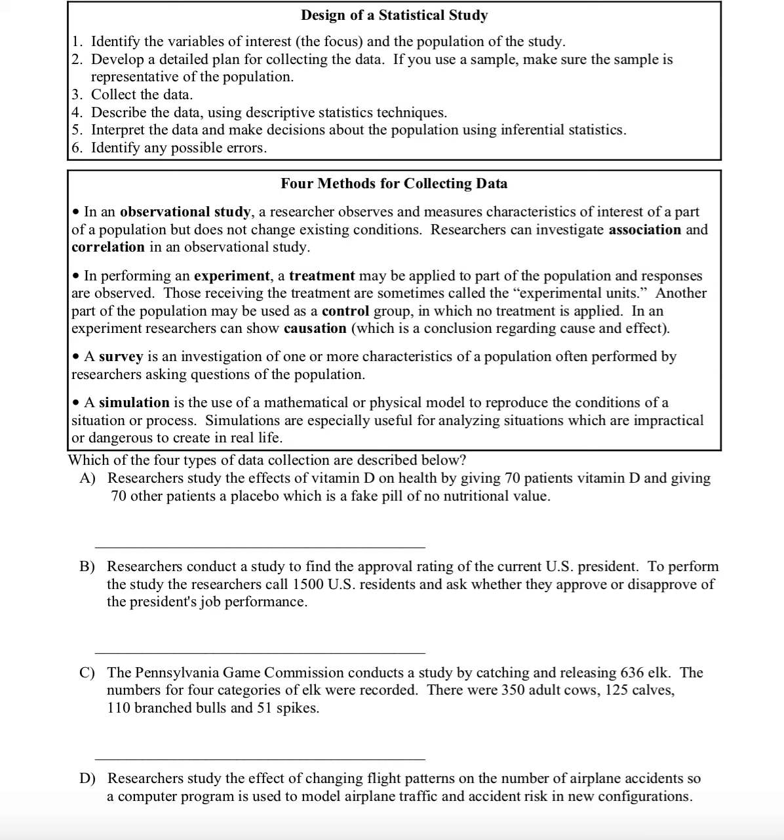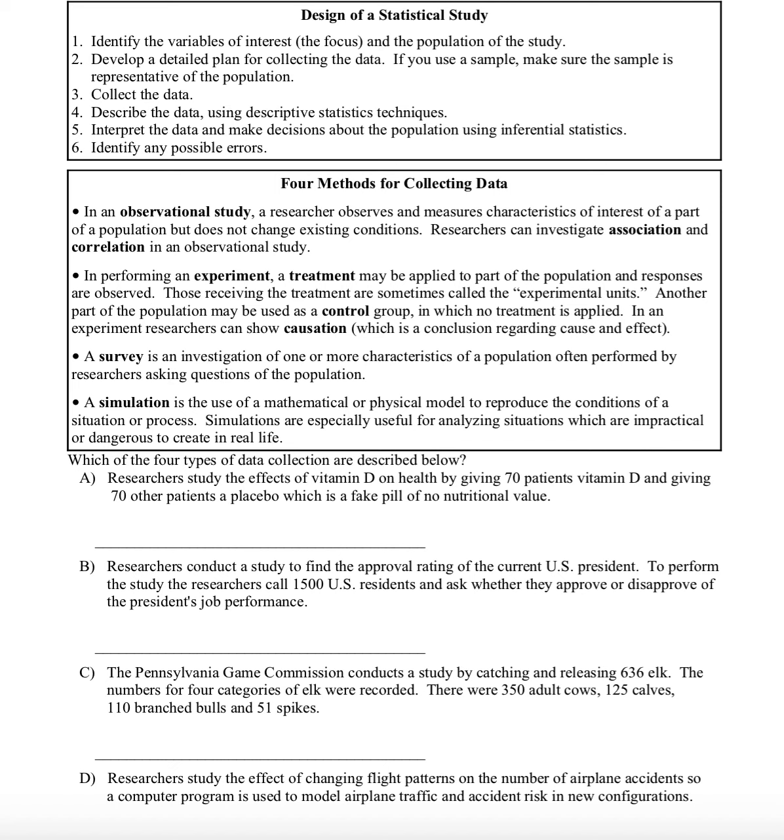In performing an experiment, a treatment may be applied to part of the population and responses can be observed. Those receiving the treatment are sometimes called experimental units. Another part of the population may be used as a control group in which no treatment is applied. In an experiment, researchers can show evidence of causation, which is a conclusion regarding cause and effect.